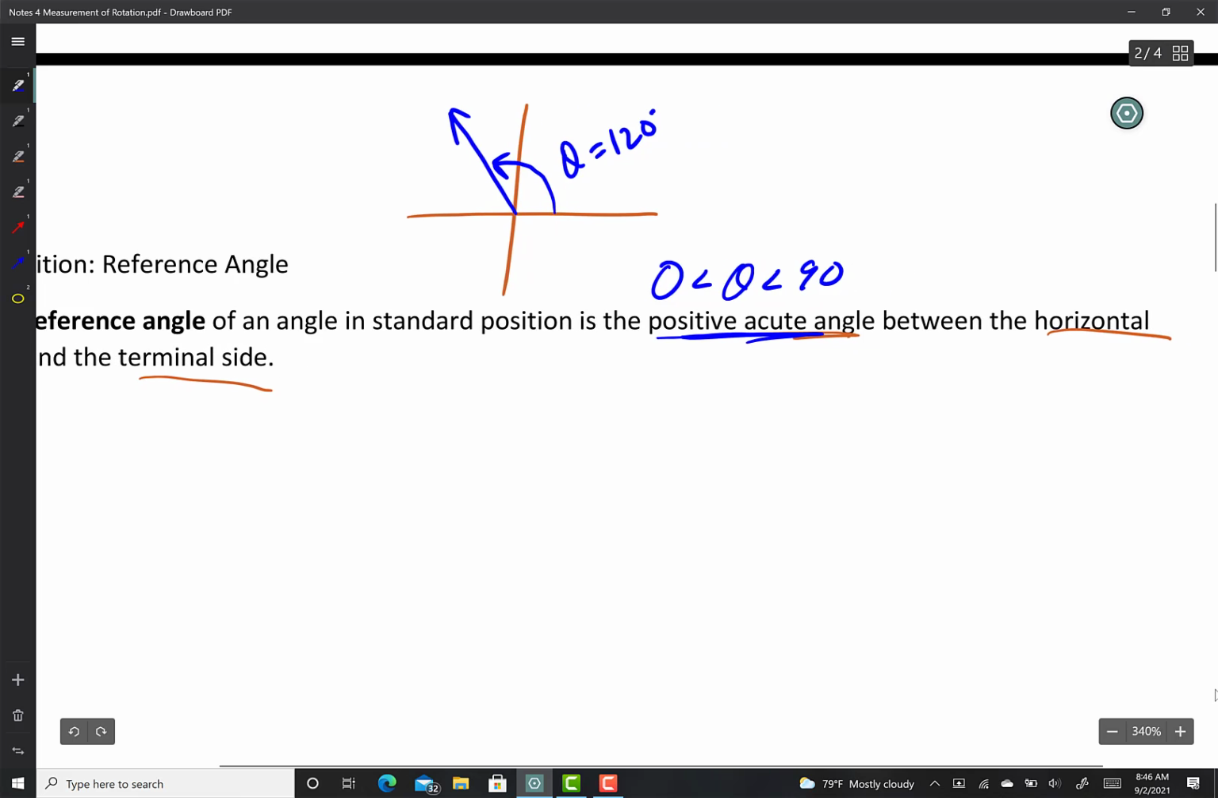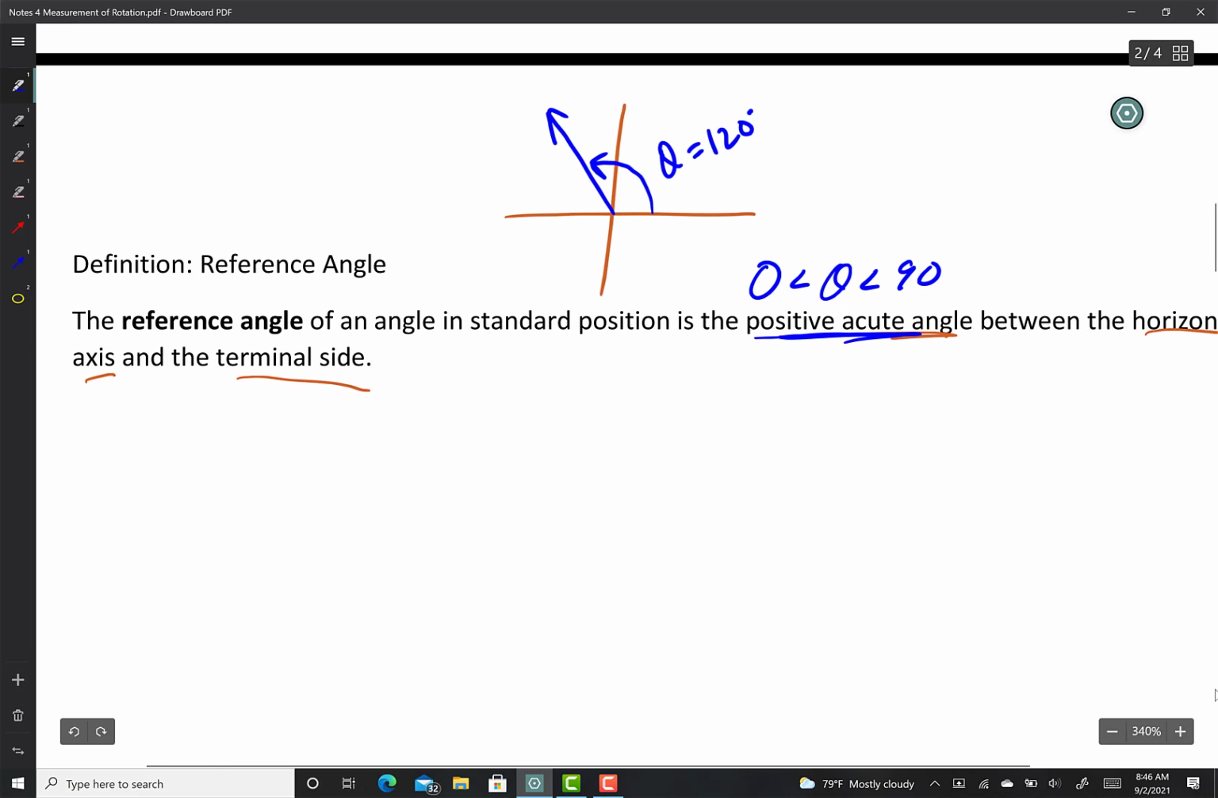And it says that it's between the what and the what? Yeah, the horizontal axis and the terminal side. Well, where I stopped, you would consider that ray your terminal side. And what's your horizontal axis? This one right here, in red. So that in red is considered your reference angle. Usually, not always, but usually, you will see a theta with a little subscript r in the bottom. That little subscript stands for reference. Cool or not cool?